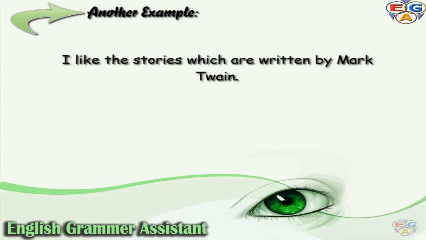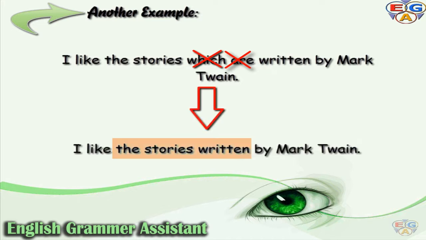Another example. I like the stories which are written by Mark Twain. In order to reduce the adjective clause in this sentence, we eliminate the connector, which is also the subject of the adjective clause, and the helping verb, are, and keep the verb as it is with no change. So, the new sentence becomes like this. I like the stories written by Mark Twain. Note that this adjective clause is in the passive mode.